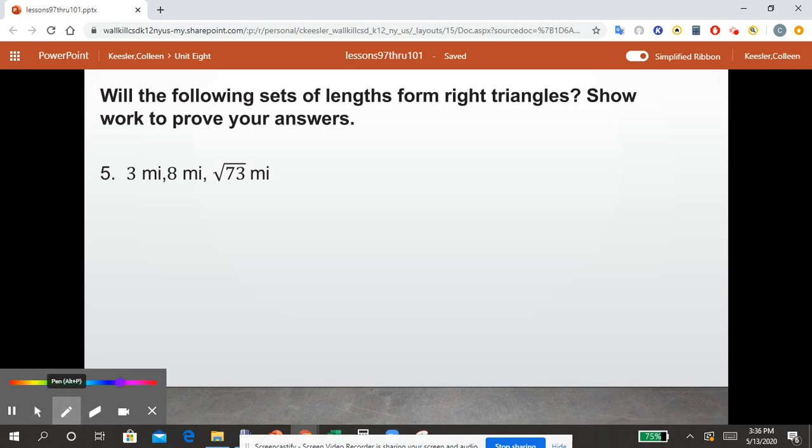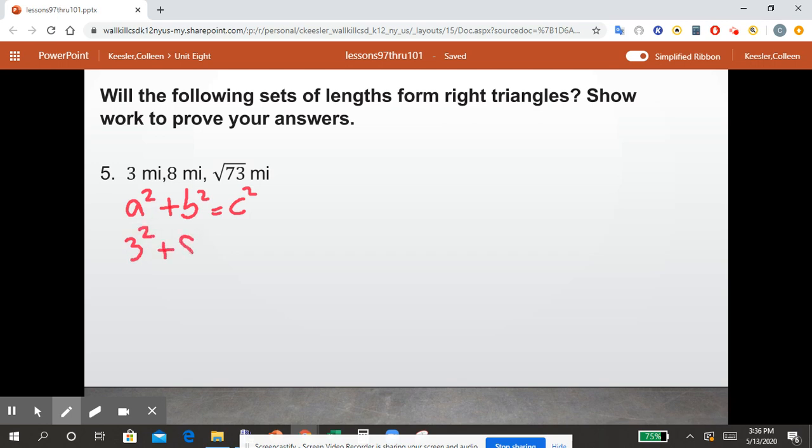So for this one, again, we have a squared plus b squared equals c squared. Our a is the 3 squared. Our b is the 8. And our c is now square root of 73 all squared. Okay? So now we know 3 squared is 9. We know 8 squared is, not 81, I lied, 64. I was doing 9.